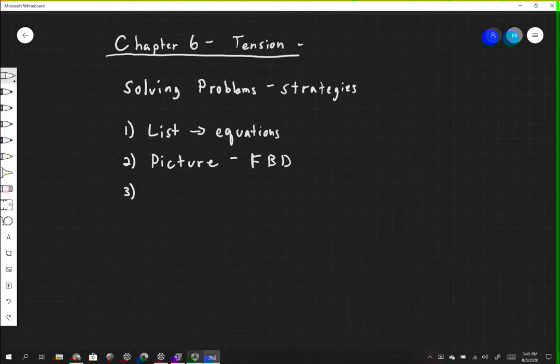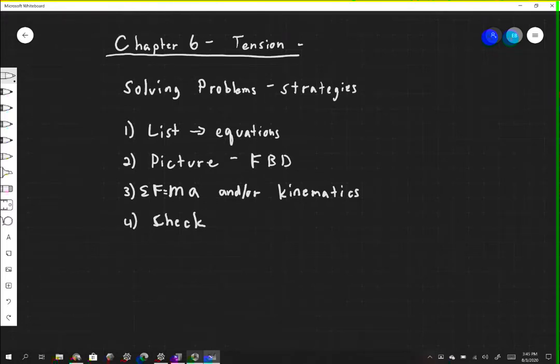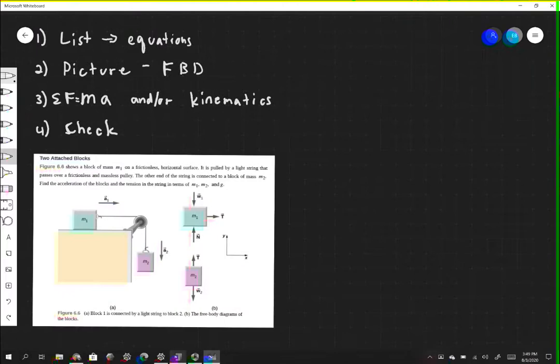Third, we want to apply Newton's second law. So we want to apply that the sum of forces is equal to the mass times the acceleration, and/or any kind of kinematic equations. So those kinematics that we learned earlier in the semester, those are back. They are not going anywhere, and they will be with us for a long, long time. And then fourth, occasionally, you can check your solution and see if you got the right thing. So let's take a look at a general example of how we would do a tension problem.